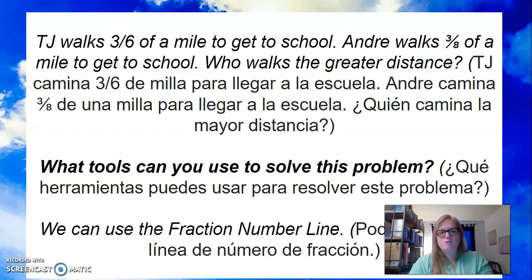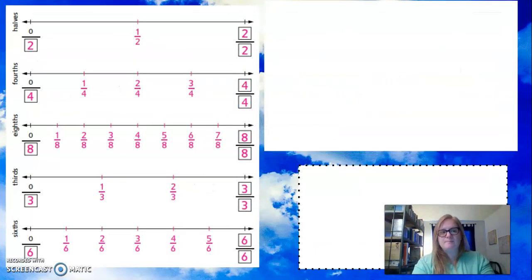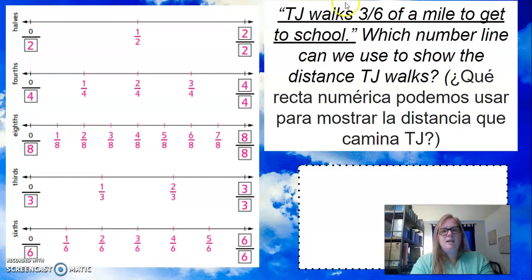When I asked what tools you can use to solve this problem, and you don't have to put anything on this slide, one of the things we could use, since we're comparing 6ths to 8ths, is the fraction number line. So here's our fraction number line. And this is the important part. TJ walks 3/6 of a mile to get to school. Which number line can we use to show the distance TJ walks?